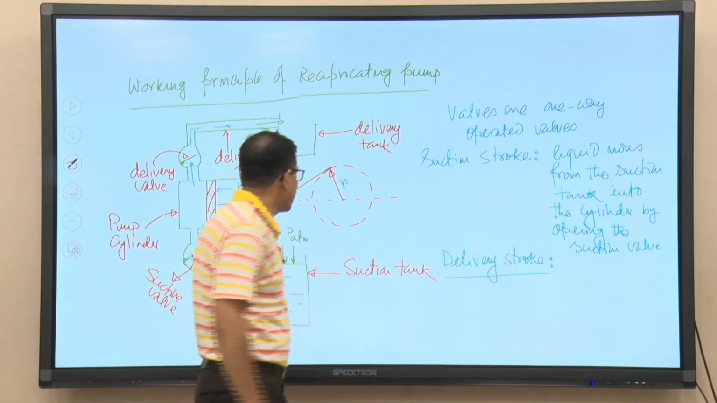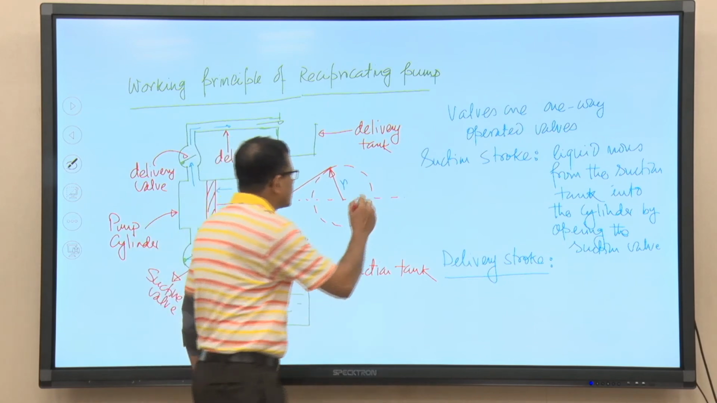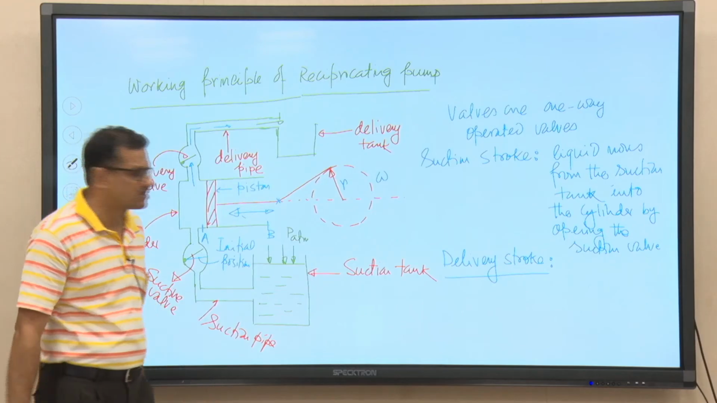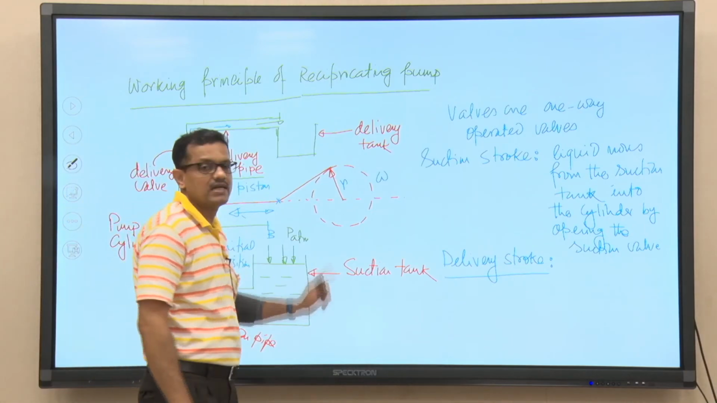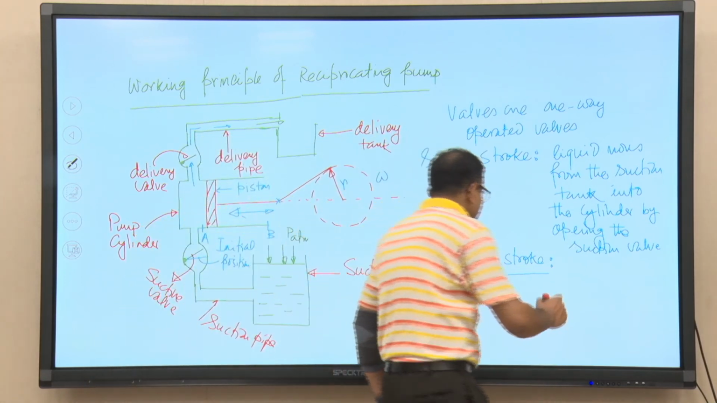Now, you can understand this crank is rotating, say with angular velocity omega. Depending on the crank rotation, we can have an amount of liquid that will be discharged from the suction tank to the delivery tank and the cycle will be completed. So, during the delivery stroke, what will happen?